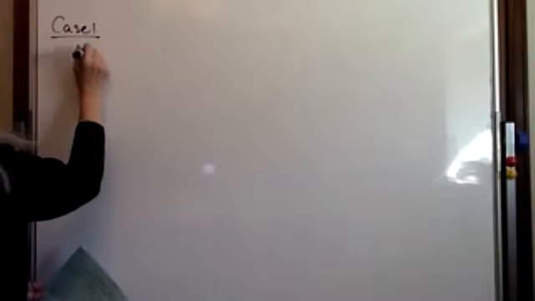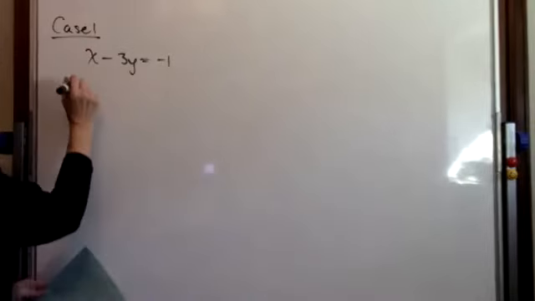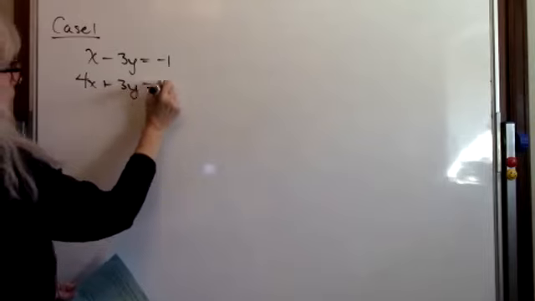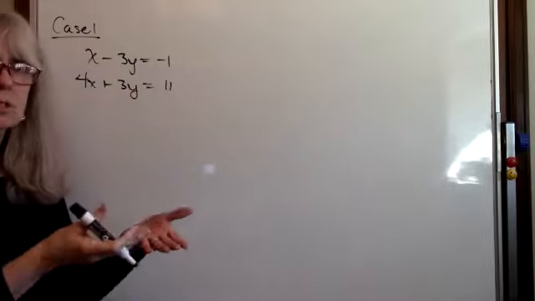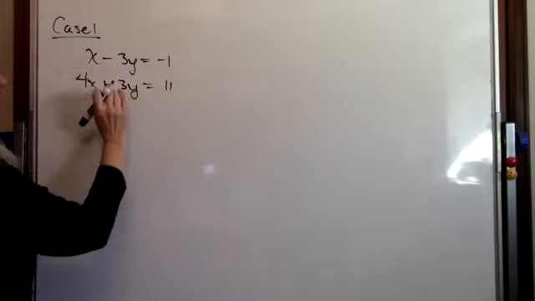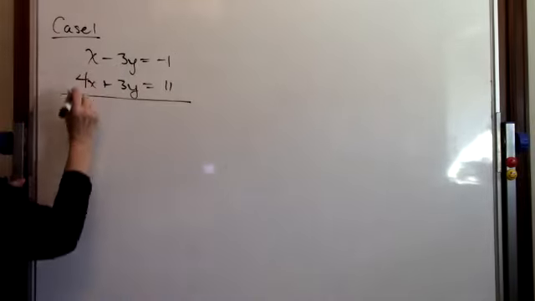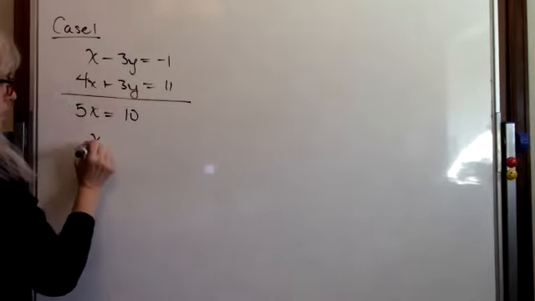So case 1, let's solve this system. We have x minus 3y is equal to negative 1, and x plus 3y is equal to 11. You can use either elimination or the substitution method. I tend to use whichever one is the most efficient method. When I look at this one, I notice that just adding them right now, the y's will cancel, so I'm just going to use the elimination method. We'll add, we get 5x is equal to 10, so we know x is 2.